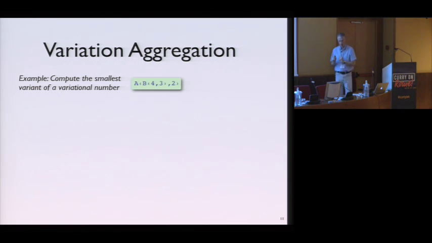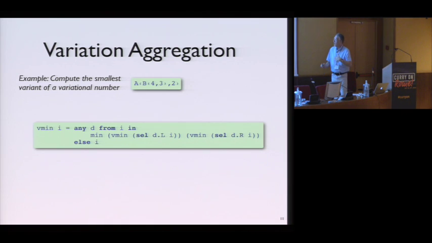We want to do elimination of variation in a systematic way. We want to aggregate a variational value into a plain value in a systematic way. As an example, let's consider the task of computing the minimum of a variational integer. Okay? So we can envision writing the following function. Call it vmin for variational minimum.